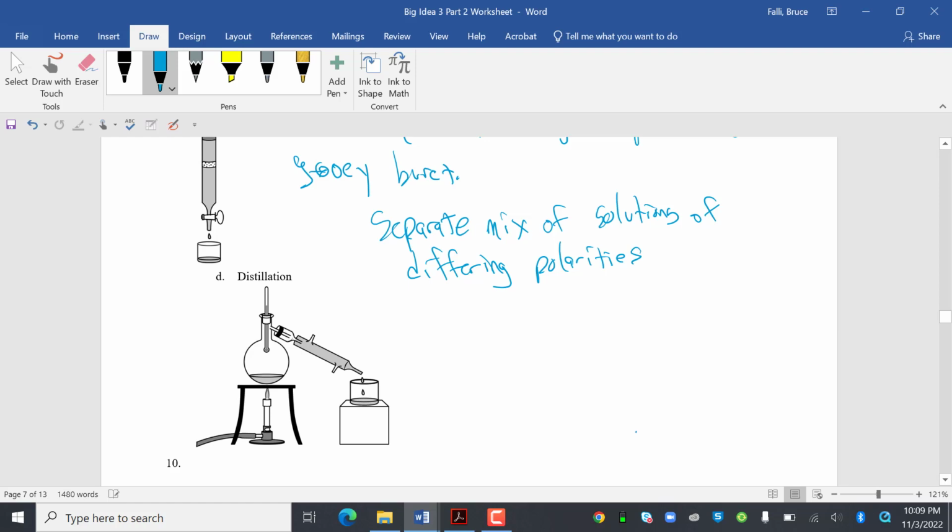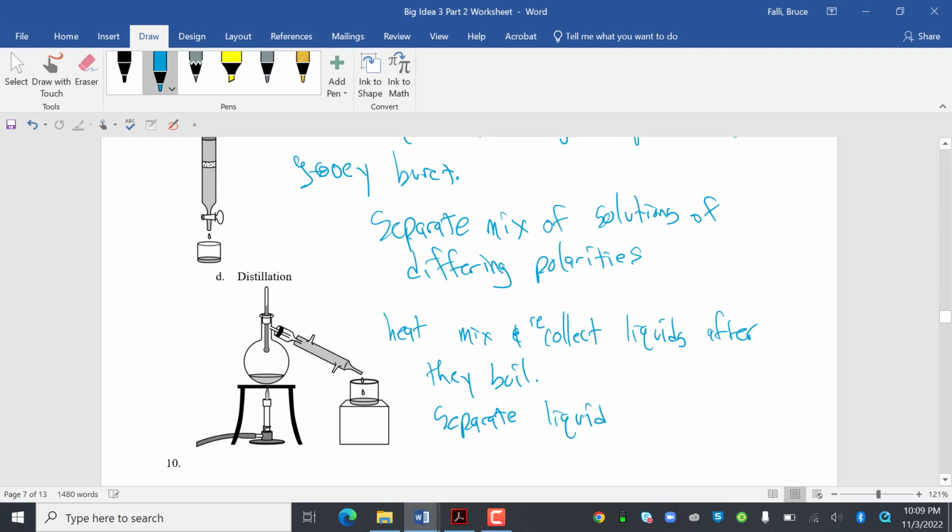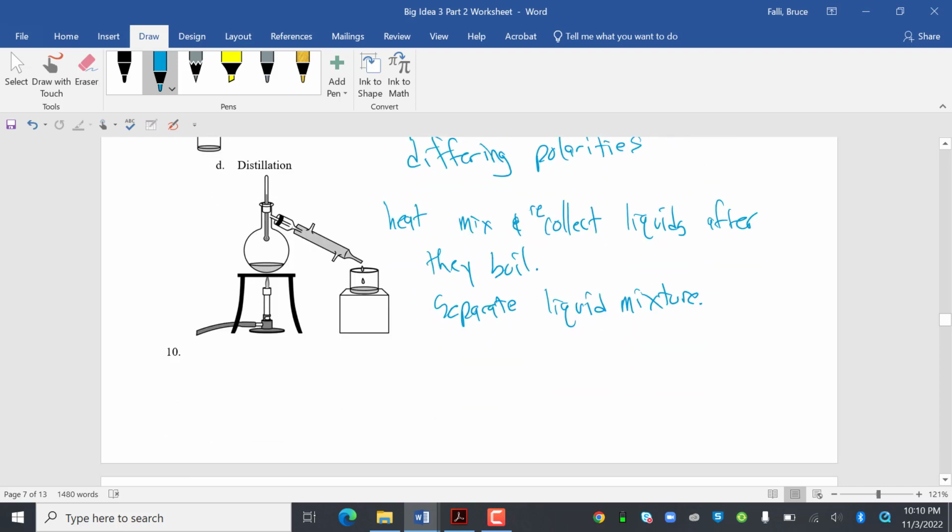Distillation. What happens? Heat a mixture and collect liquids after they boil. I'm going to use it to separate liquid mixtures. And I could say with different boiling points, but almost everything has a different boiling point.